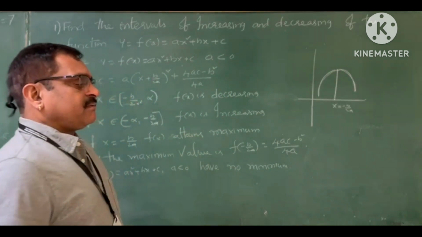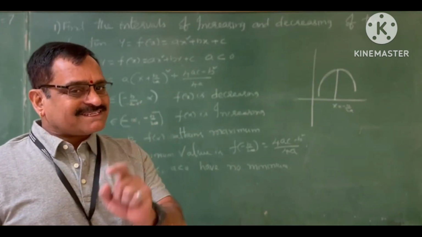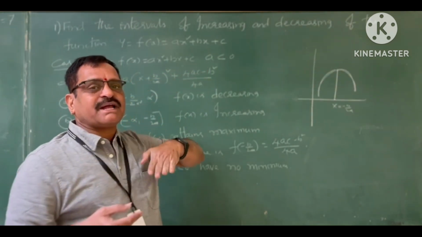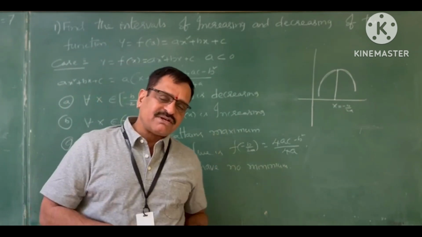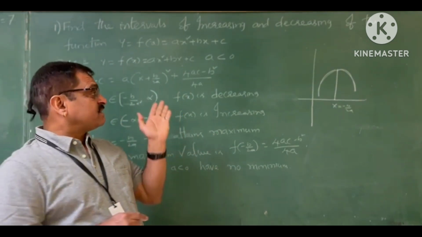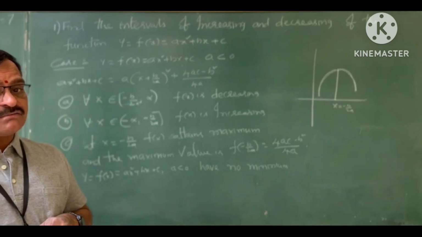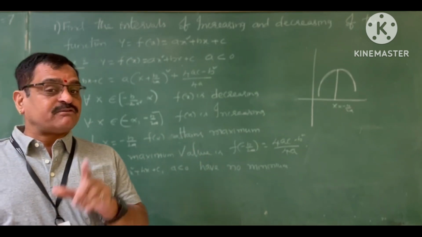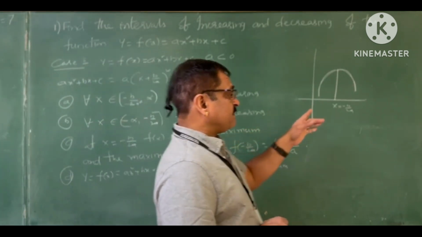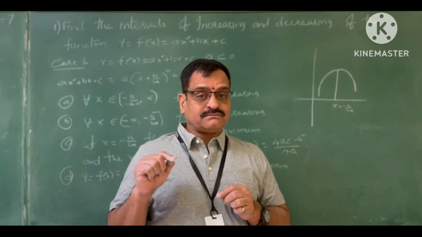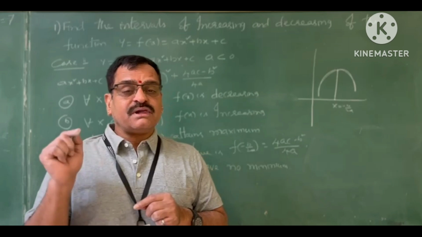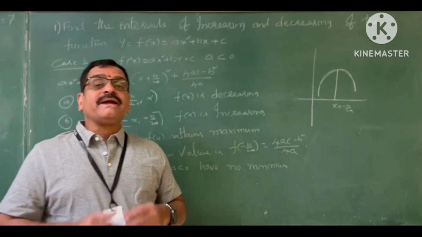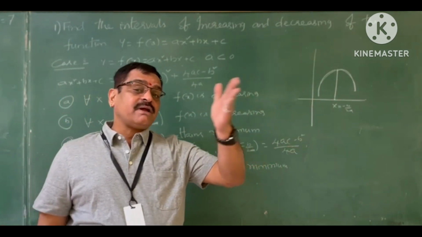So here, for minimum value or maximum value, the deciding factor is a. When a is more than 0, the function has a minimum, and the minimum value is 4ac minus b square by 4a. When a is less than 0, the function has a maximum value, and the maximum value is again 4ac minus b square by 4a. That means x is equal to minus b by 2a is a turning point. The curve is taking a U-turn at x is equal to minus b by 2a. This is about f of x equal to ax square plus bx plus c, increasing and decreasing.